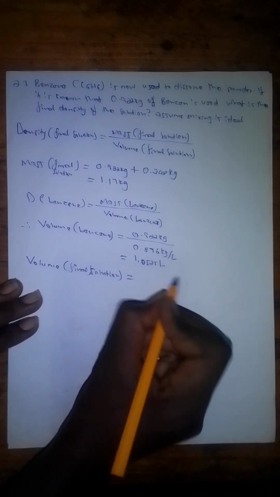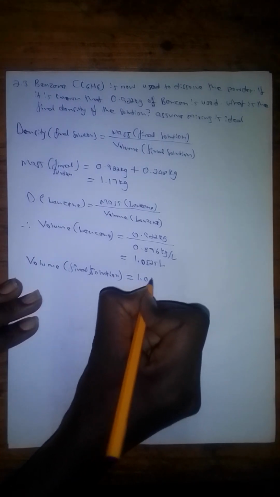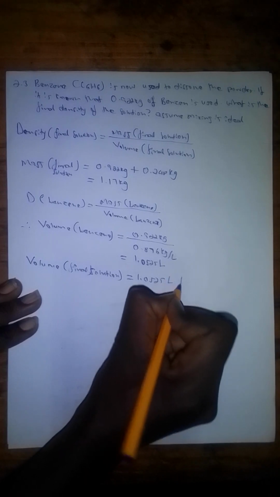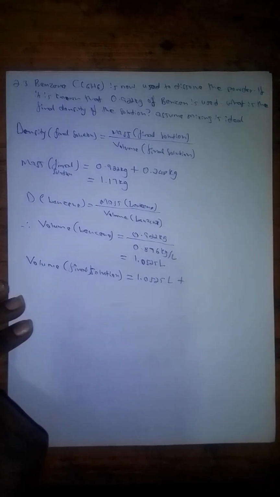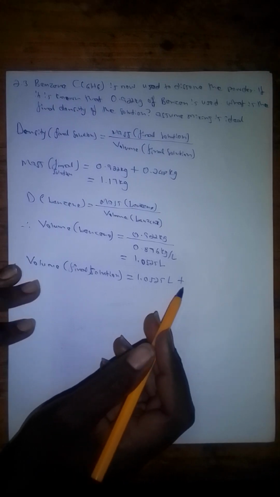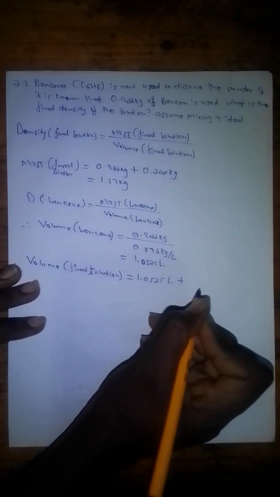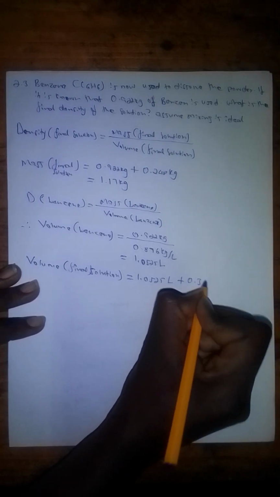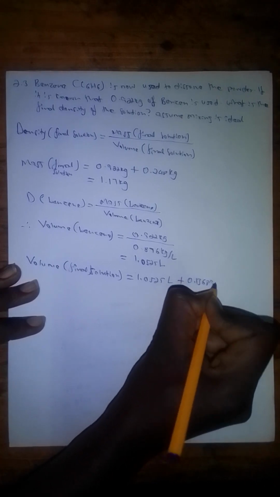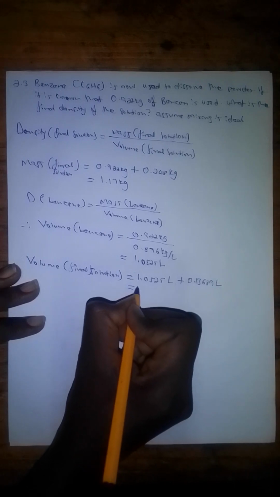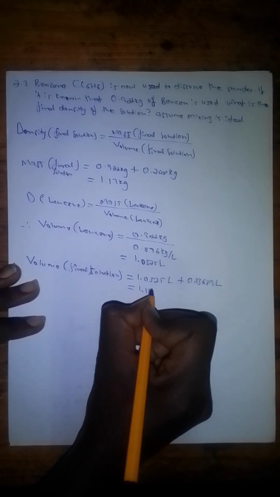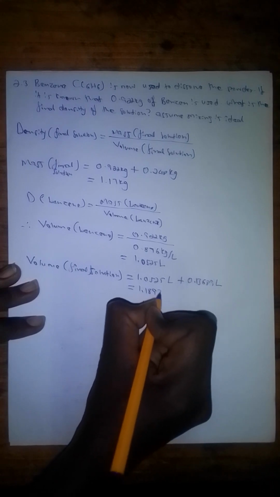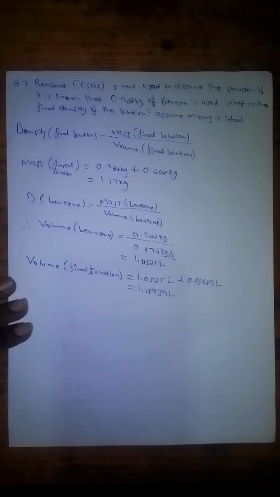And we know that the volume of benzene is 1.0525 liters plus the volume of the unknown powder, which we calculated in 2.1 to be 0.13689 liters, and the total comes to 1.18939 liters. So this then becomes the volume of the final solution.